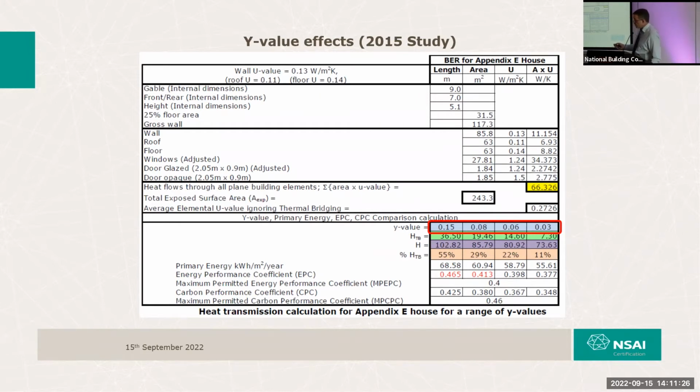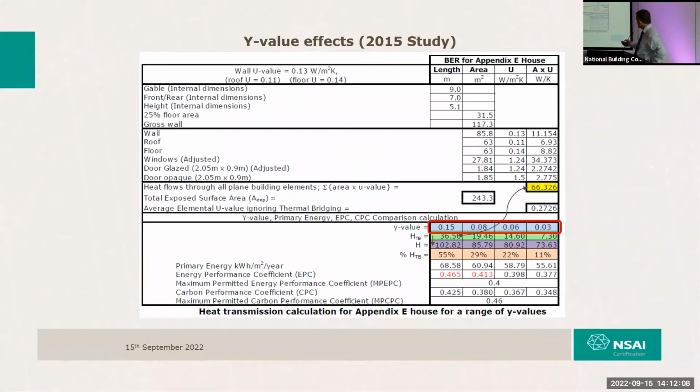This looks like a very complicated looking sheet, but what it is, it's taking all of the wall, roof, and floor for the Appendix E house. It's establishing the areas of all of them. It's applying the U values associated with the example in the old Part L, and it's working out here the sum of all of the watt Kelvin heat flow out through all of the plane elements of the house, okay? So that's the heat transmission associated with the envelope of the house, not factoring in heat losses due to thermal bridging.